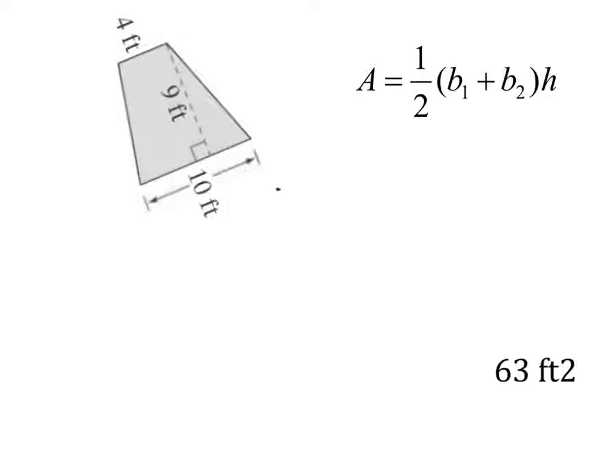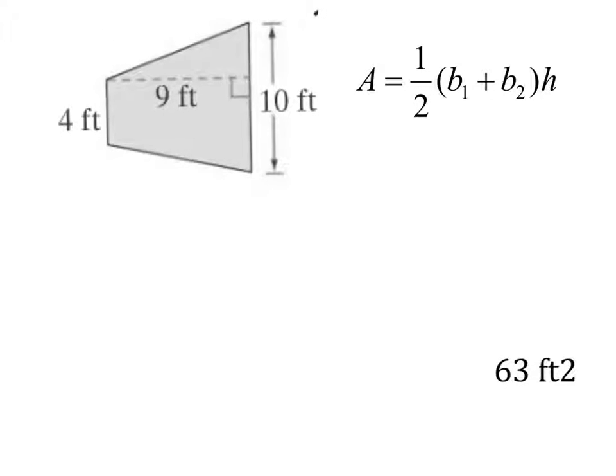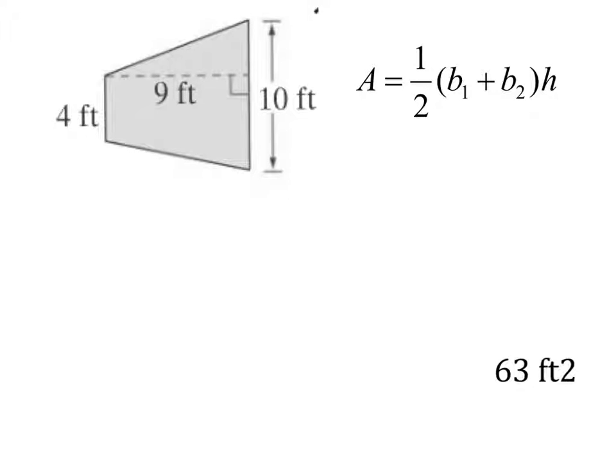But I'm going to put it back like this for you, because it's a good idea to see it like that sometimes. The height, again, has to be a line that is 90 degrees between the two bases. So between these two, that line is 90 degrees between them, so it's 9 foot long. So my area takes those two and averages them.